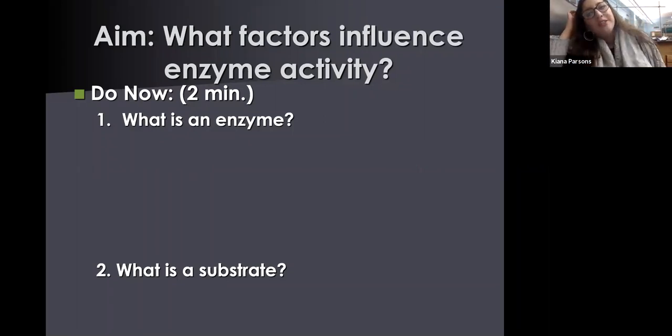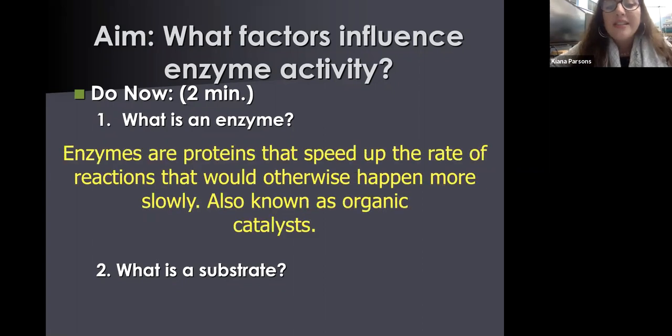So we're starting with two questions that should be a review from Enzymes Day 1. What is an enzyme and what is a substrate? So enzymes are proteins that speed up the rate of reactions that would otherwise happen more slowly, also known as organic catalysts. We remember that enzymes are organic catalysts because they are proteins, and proteins are one of the four classes of biomolecules. So remember, all enzymes are proteins, but not all proteins are enzymes. Enzymes are a type of protein that controls the rate of chemical reactions.